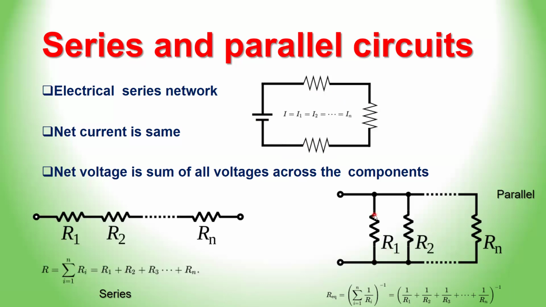In a parallel circuit, the total current into the network, I, is the sum of the individual currents flowing through the individual components. That is, I is equal to I1 plus I2 up to In. However, the net voltage is equal to the voltages across the individual elements. That is, V is equal to V1 equal to V2 up to Vn.